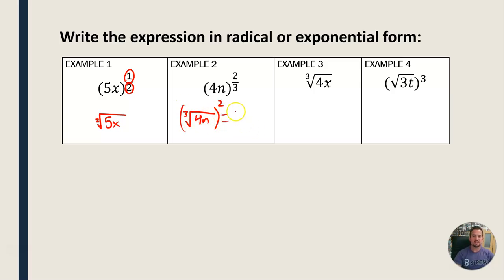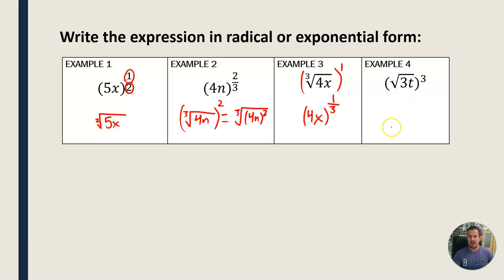Note that this is going to be the same thing as the cube root of 4n squared. It doesn't matter where that exponent goes, on the inside or outside of the radical. Either one is going to be fine. Vice versa, the cube root of 4x is going to be rewritten as 4x to the 3's in the bottom. And since this isn't raised to a power, I can envision that it's raised to the 1 power. So that's going to be the same as 4x to the 1/3.